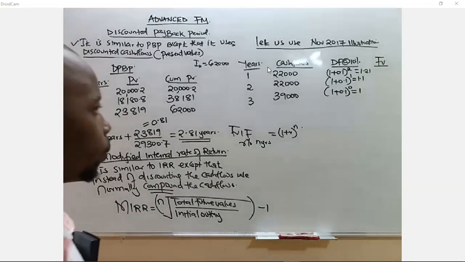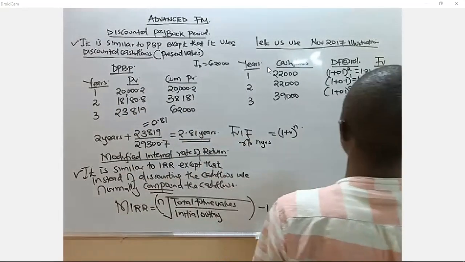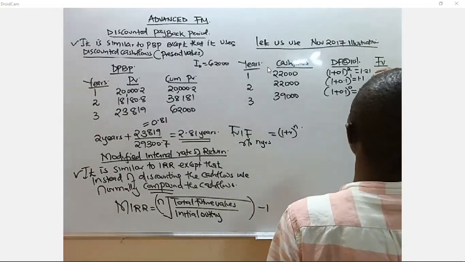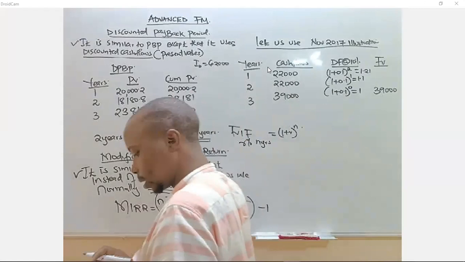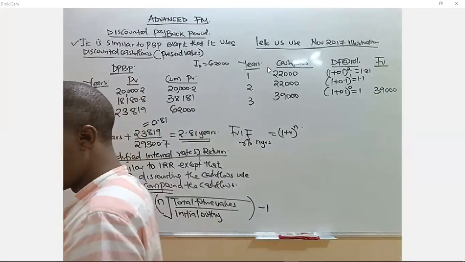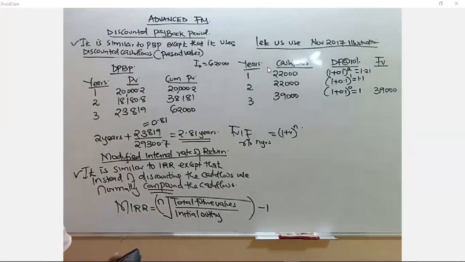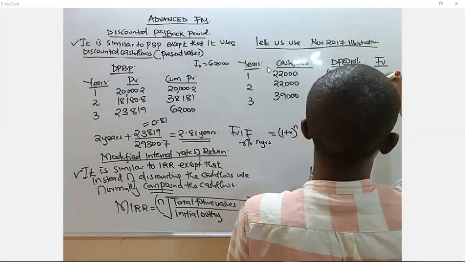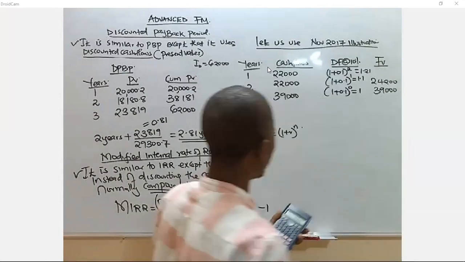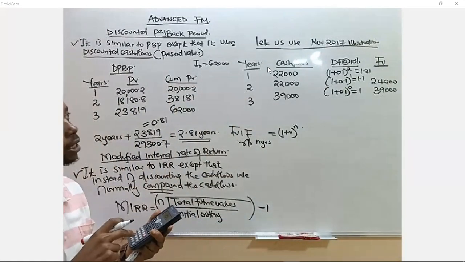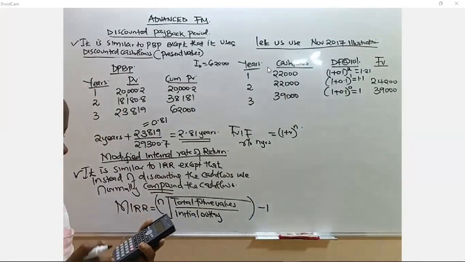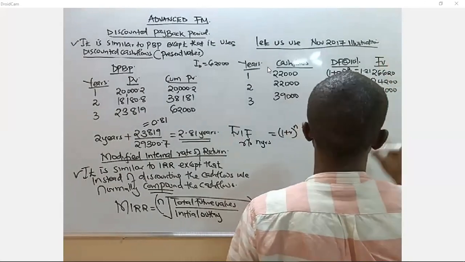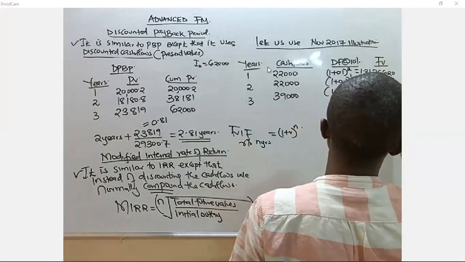Now, in this case, when I take the cash flows, I multiply by this factor. The first one will be 39,000. What about this one? Once you take 22,000, you multiply by 1.1, and I'm getting 24,200. What about the first one? We just say 22,000 times 1.21, getting 26,620.